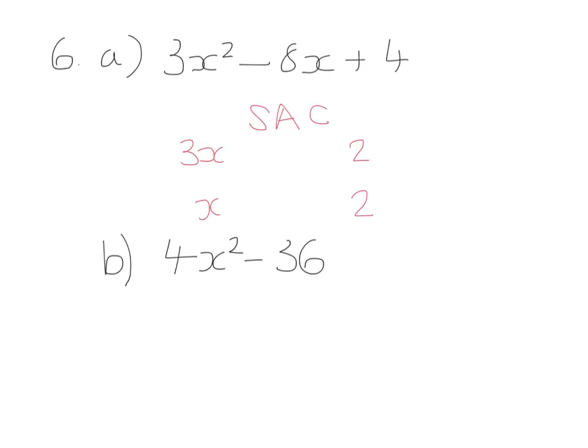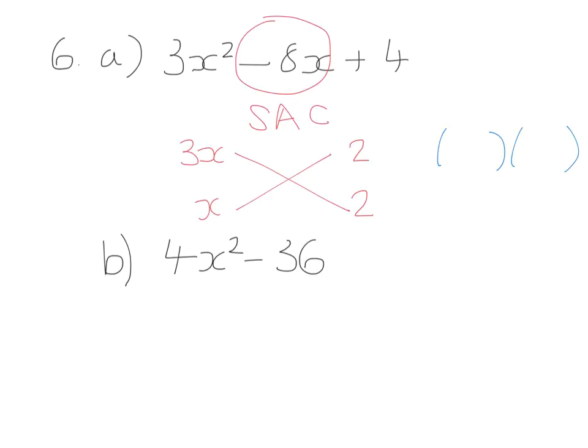Now, that might not necessarily be correct, so you need to try it, make sure it's right, and then work out what it might be if that is incorrect. So remember, 3x times 2 is 6x, x times 2 is 2x, add them together, it has to equal minus 8x. So you can already see that that's not going to work because we've got two positives. Okay, so we need it to equal negative 8x. Once you have that, you go across the way for your brackets. So you'll end up with two sets of brackets.